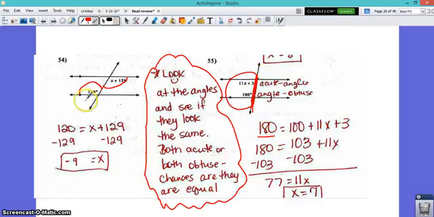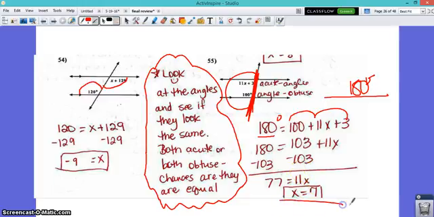So the difference is these are equal to each other, and these are on a straight line, which means they're equal to 180 degrees, because all straight lines are 180 degrees. So then from there you just combine like terms, which is 103, subtract and divide by 11. So x is 7.